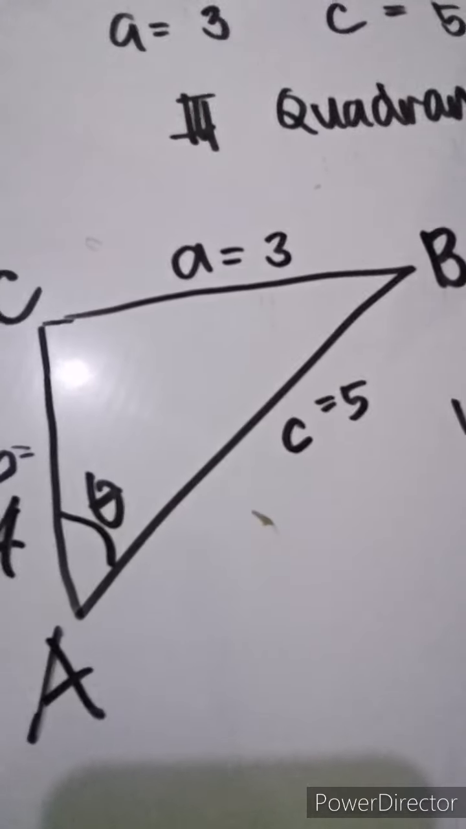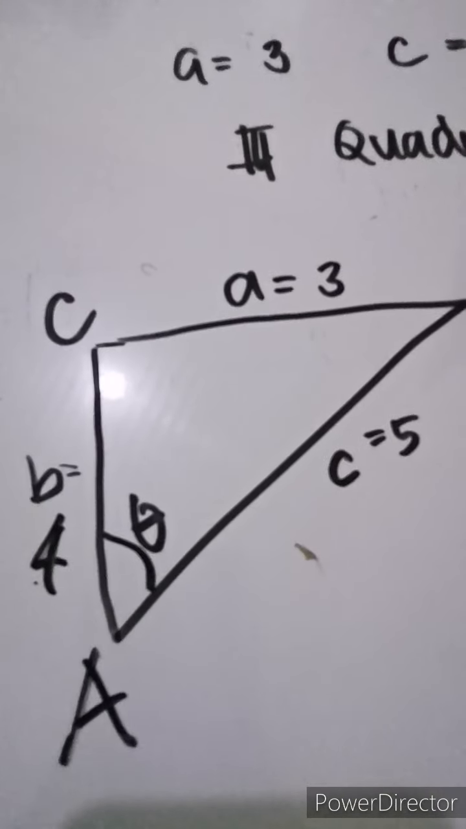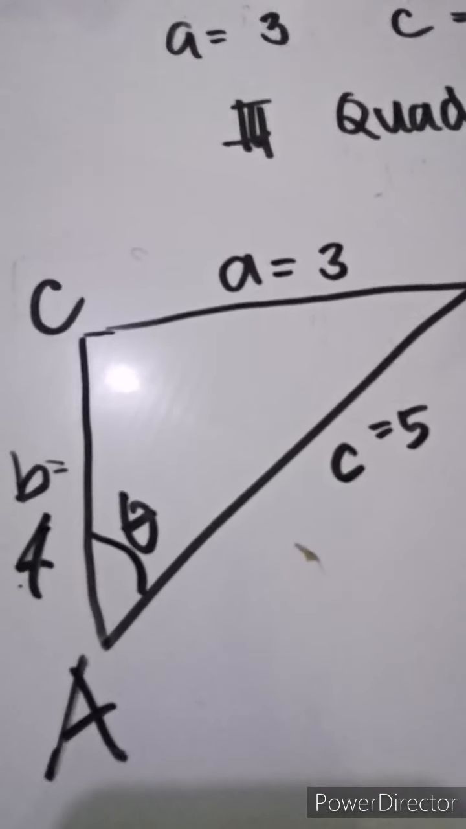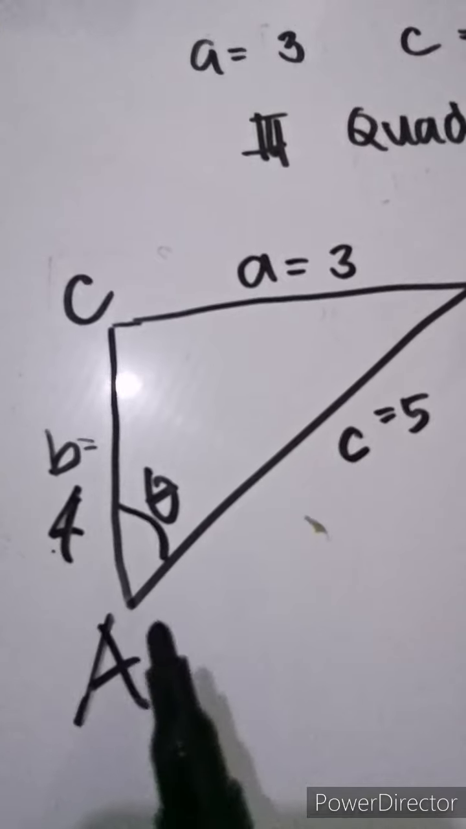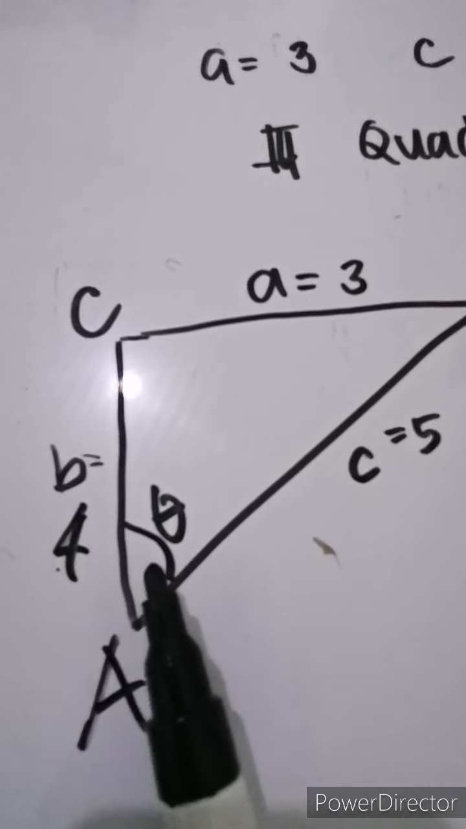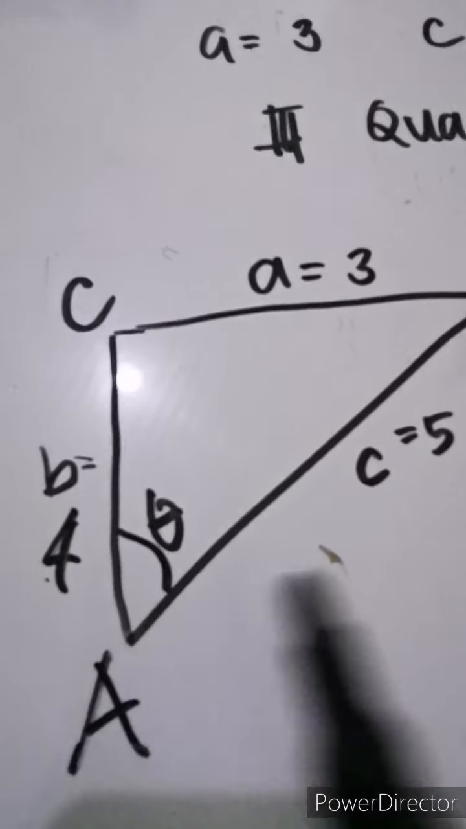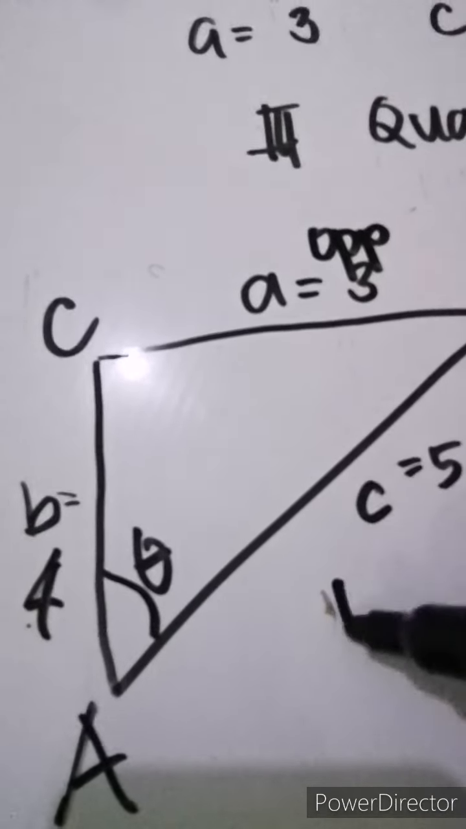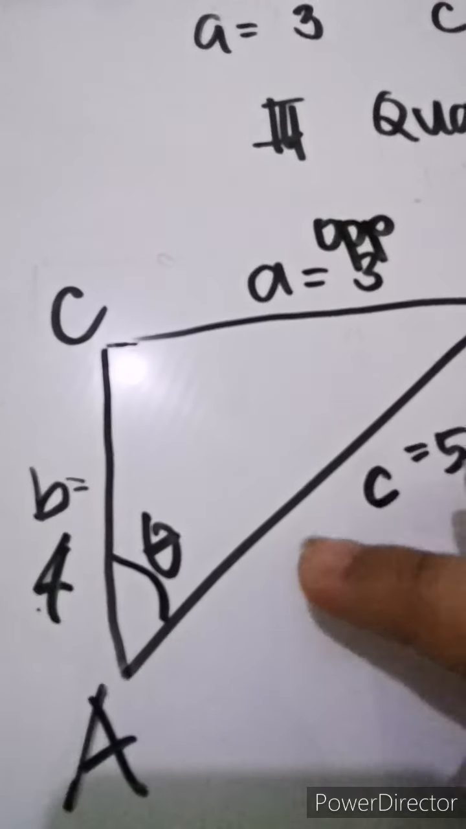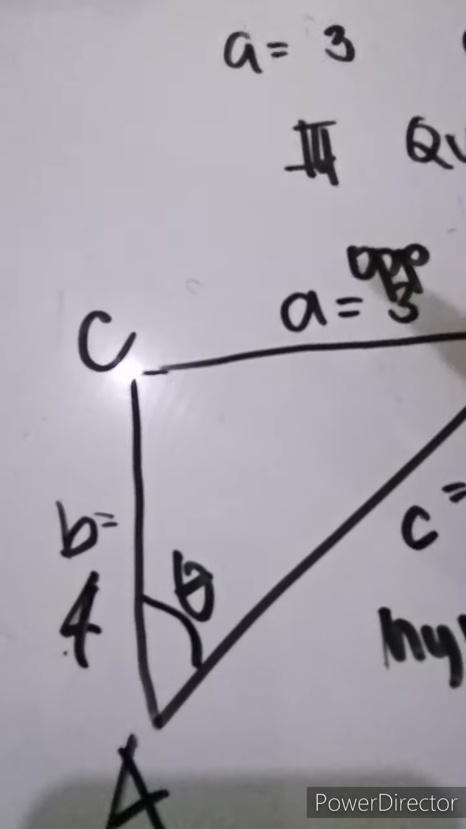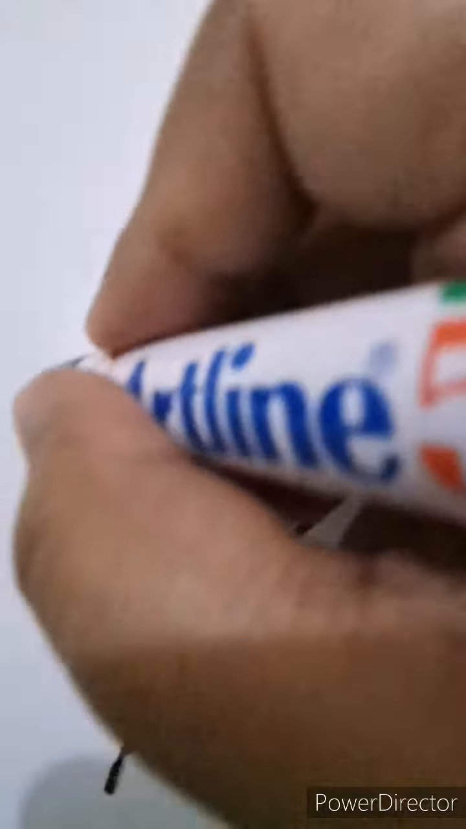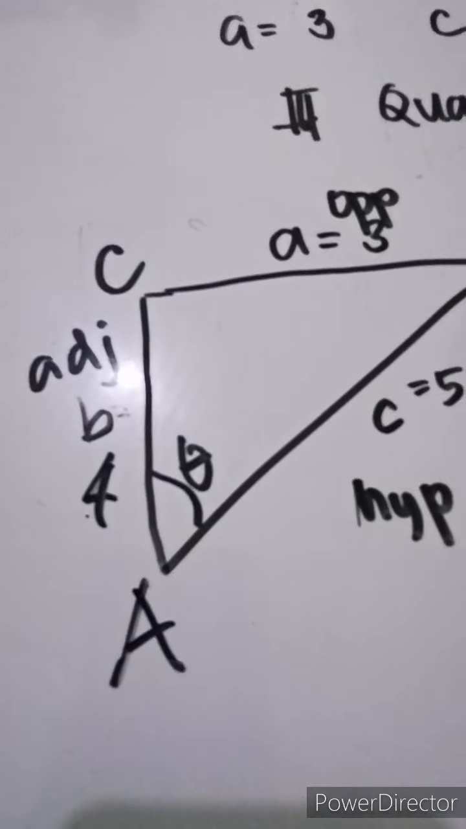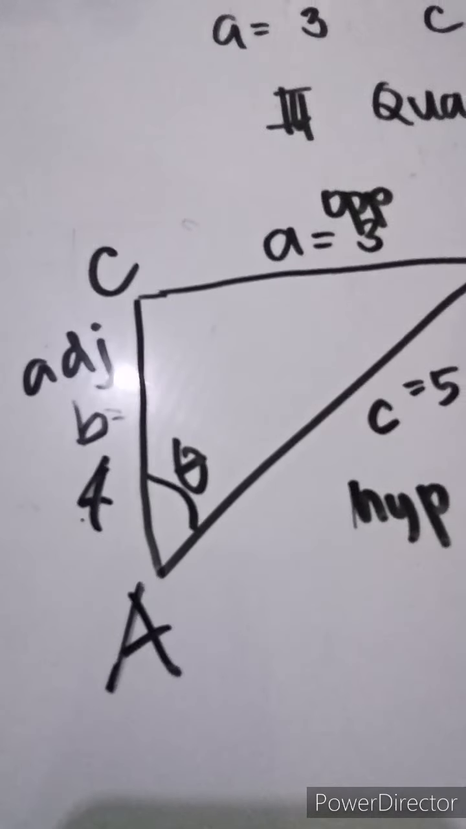Eh ma'am, wala po naman diyan makikita na opposite and H. Okay. So, balikan natin yung ating figure. So, based from the reference angle, ito yung reference angle natin. So, this is our opposite. This is our hypotenuse. And this is our adjacent. Okay. So, meron na tayo. Pag-ayusin na lang natin doon sa ating given.